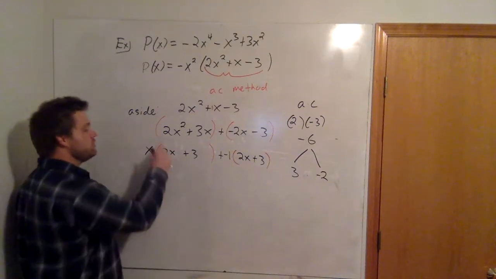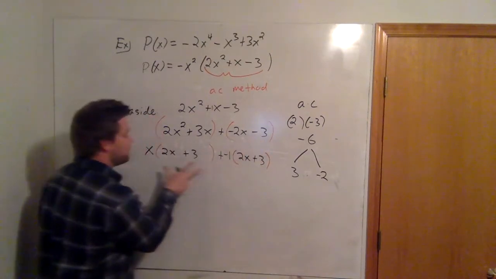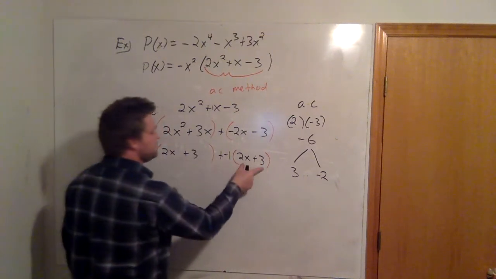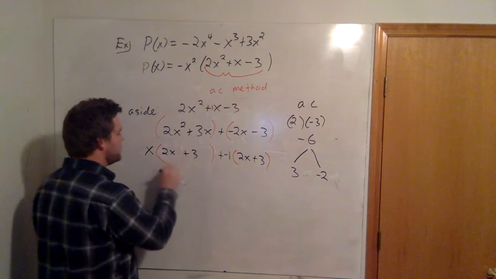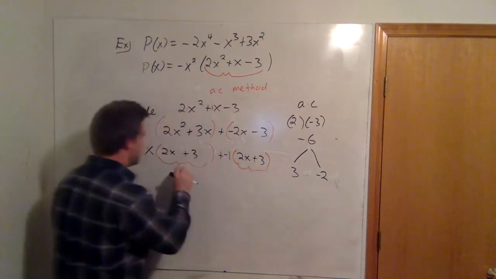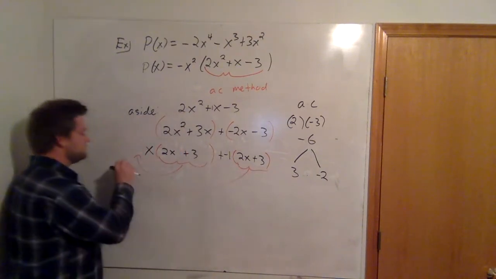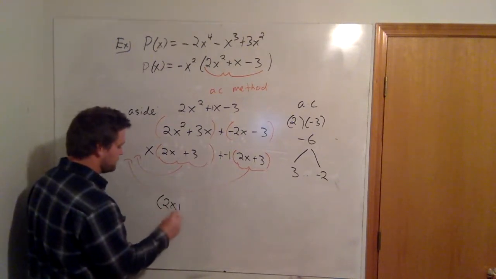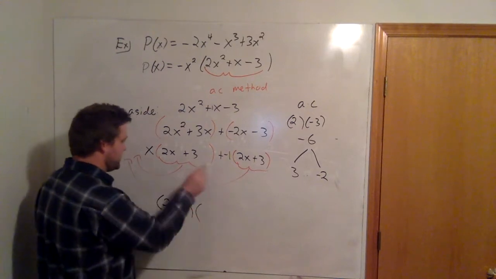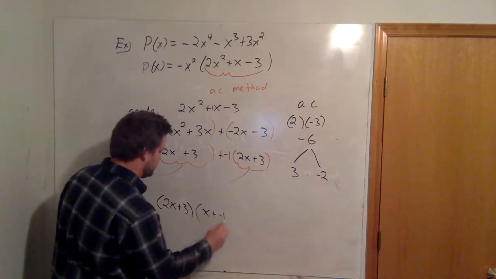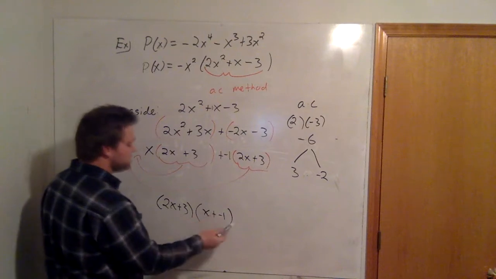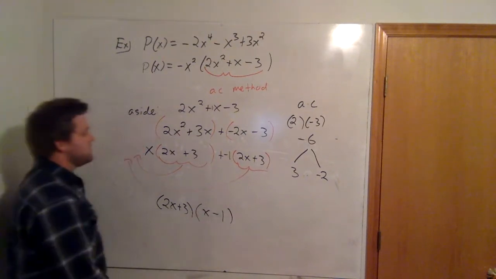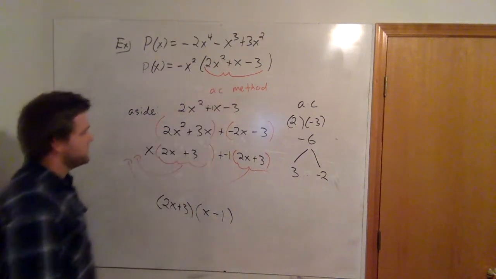So I've taken this polynomial that had 4 terms, and I've broken it up to have 2 terms, and each of these terms has a common factor of 2x plus 3. So I'll go ahead and take that 2x plus 3, and I'll factor that up front. So we'll be left with a 2x plus 3 times x plus a negative 1. You could write x plus negative 1, or equivalently, you could write x minus 1. So that's how I've decided to factor this quadratic.